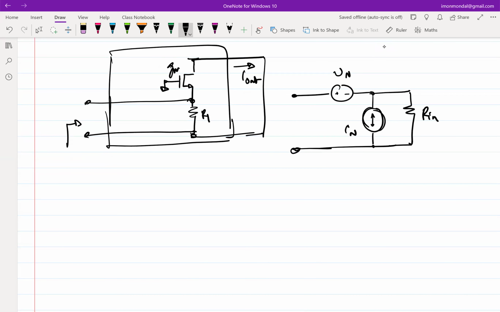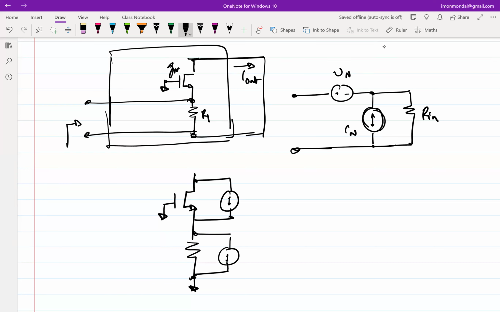So what should I do to find the total output noise? Right, so basically we introduce noise models for the transistor and the resistor. For the resistor, I can as well put voltage or current. Since we are doing current, I put current. So what do I do to the input?